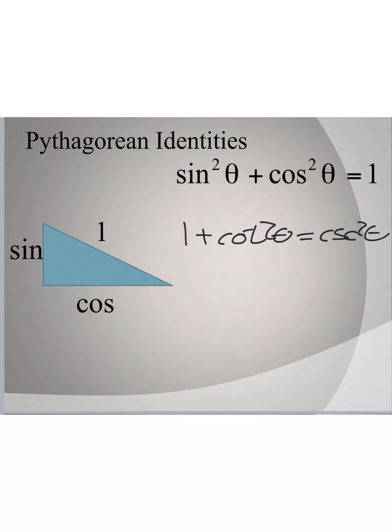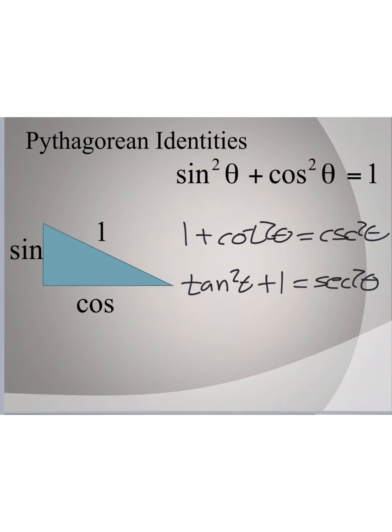If we go back to our initial function, the sine squared plus cosine squared equals 1, and we instead divide that by the cosine squared, then we get tangent squared plus 1 is equal to the secant squared.